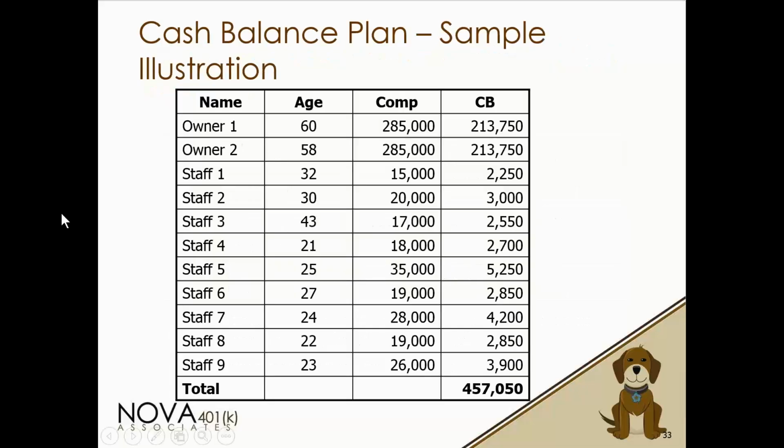So here's another typical cash balance plan example. You've got two owners, one age 58, one 60. Both make maximum IRS comp, $285,000. That's up to $290,000 this year in 2021. Their cash balance benefits are $213,000 a year. And then the staff, in this example, has a range of benefits ranging from $2,250 to $5,250.